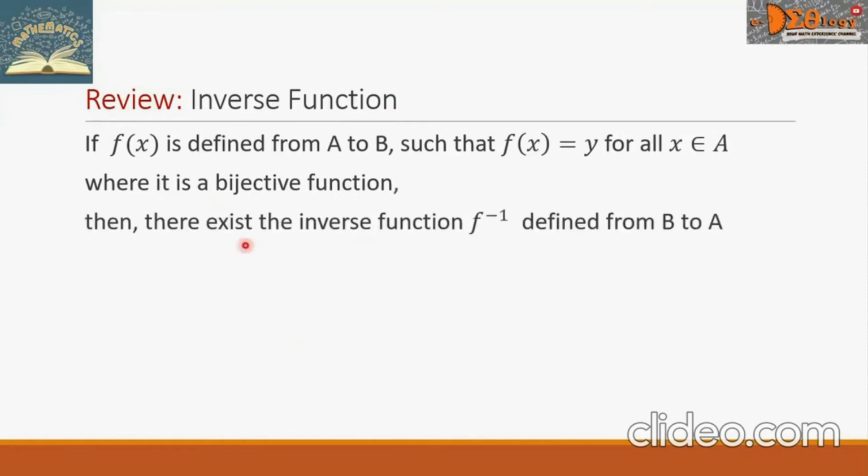Then there exists the inverse function f raised to negative 1 power. This is the symbol for inverse, defined from B to A, such that f inverse of y is equal to x for all y an element of B.